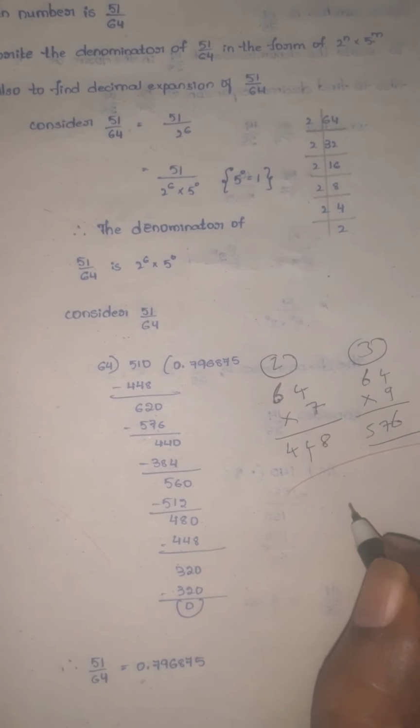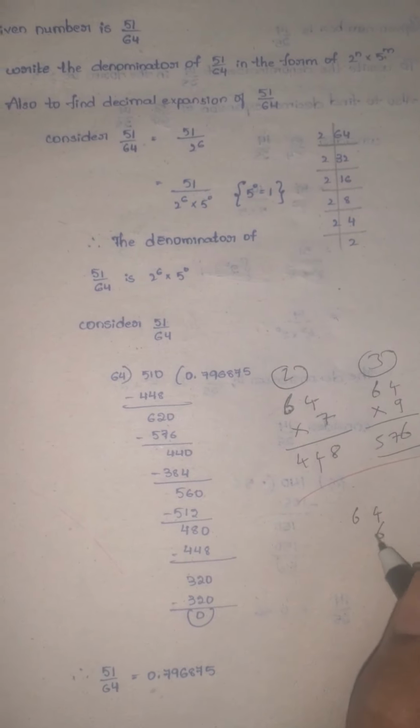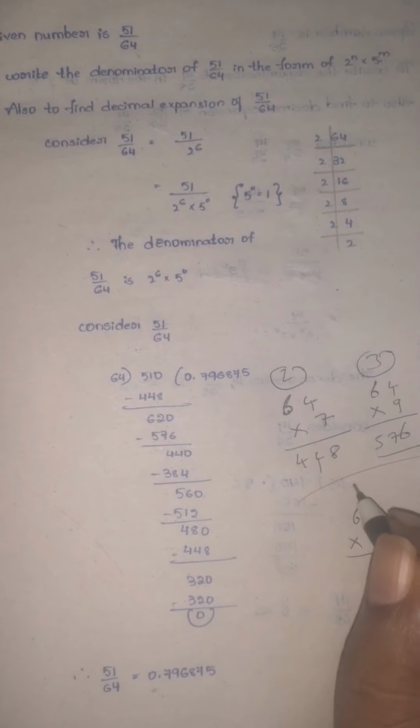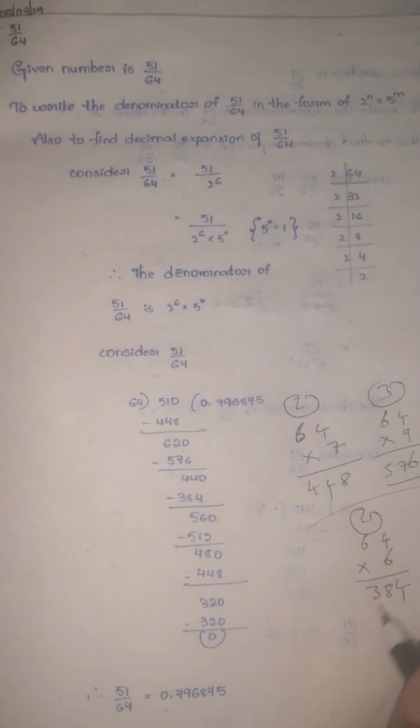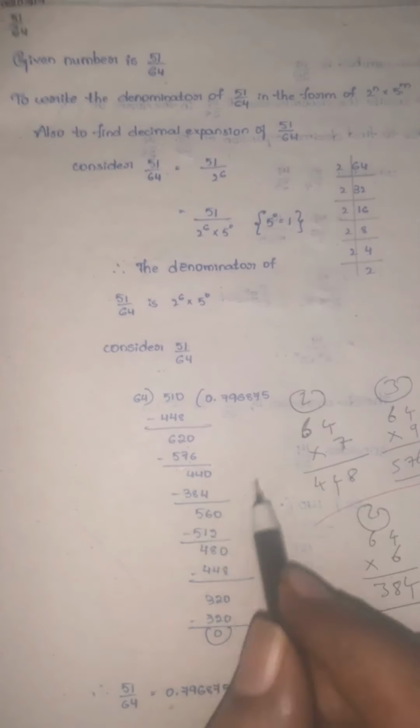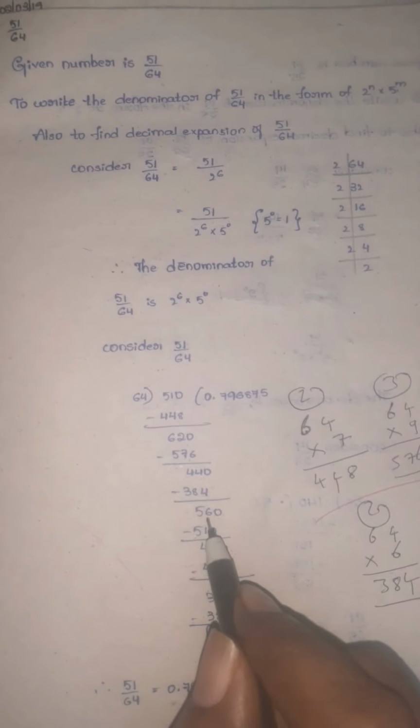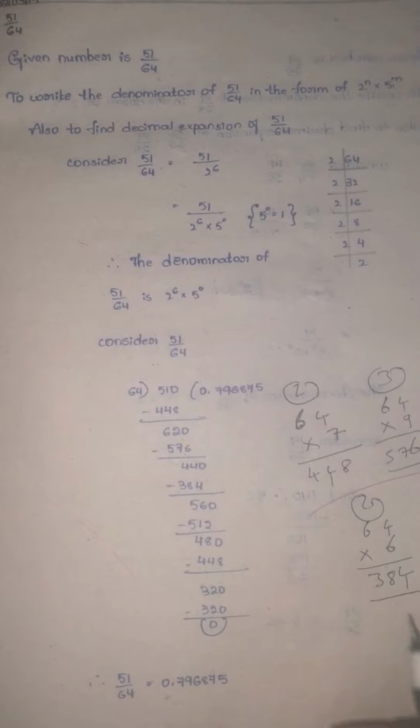So again 64 sixes are, 6 4s are 24, 6 6s are 36 plus 2 is 38. 384. So 440 minus 384 is 56. Again we did not get remainder 0.